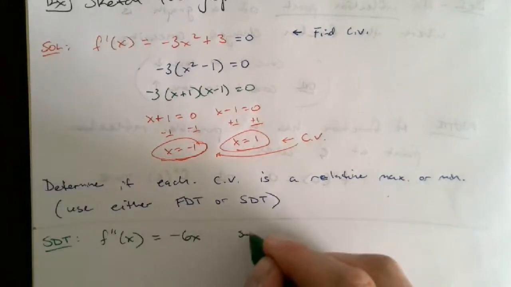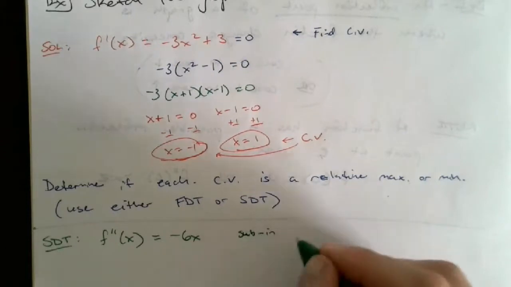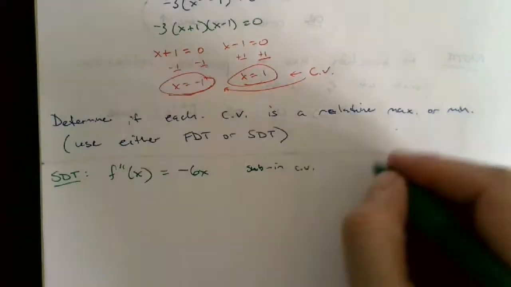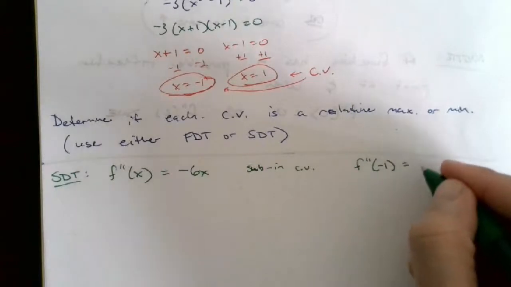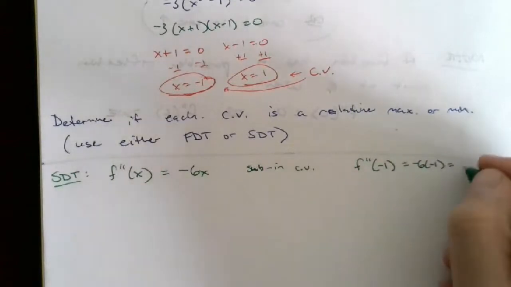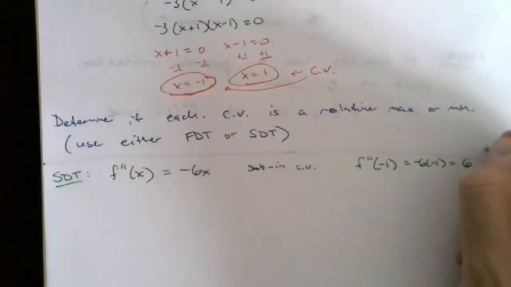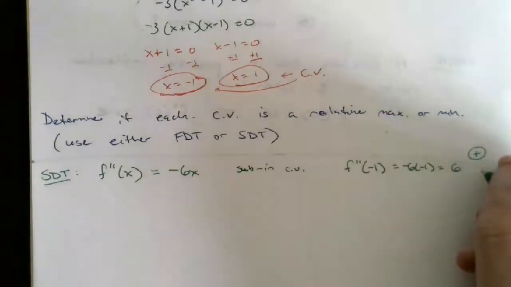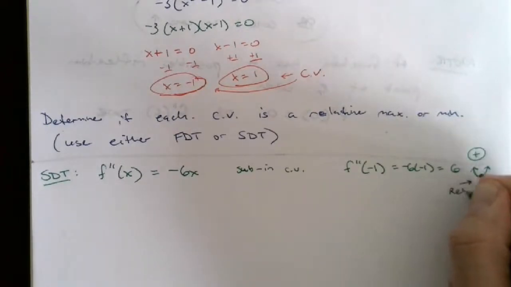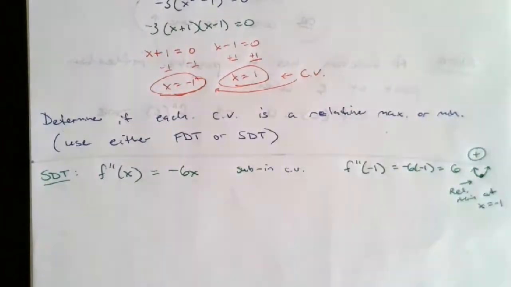So we'll sub in the critical values. So we would have f double prime of negative 1, which is the first one I had. This would equal negative 6 times negative 1, which equals a positive 6. What do I care about? Well, I care about it being positive, and the reason is if the second derivative is positive, then I know my graph is concave up. If I'm concave up, that's a low point, right? So it's a relative min at x equals negative 1. That's what that's showing us.